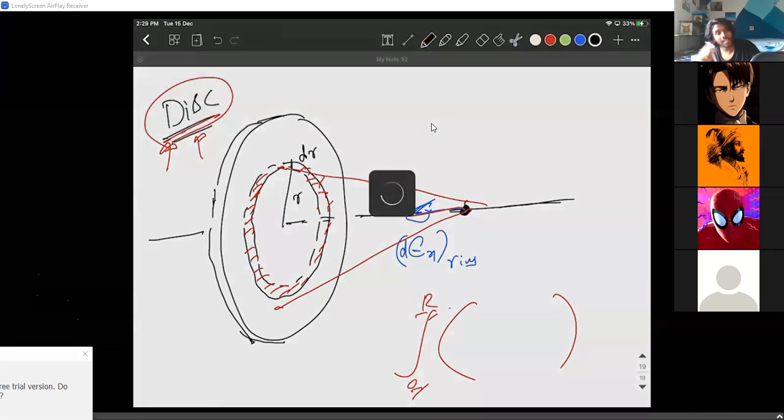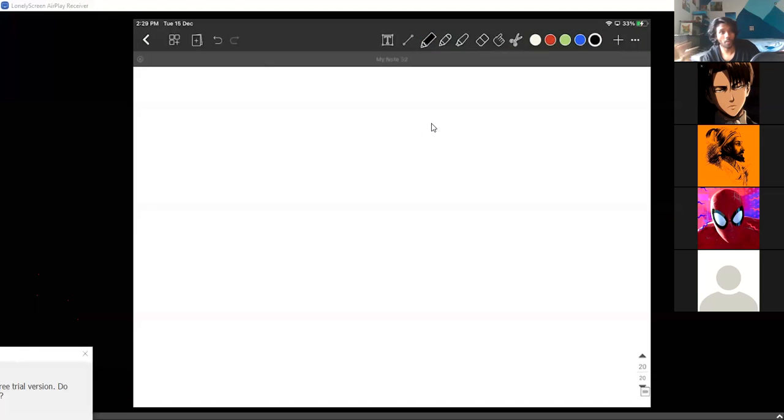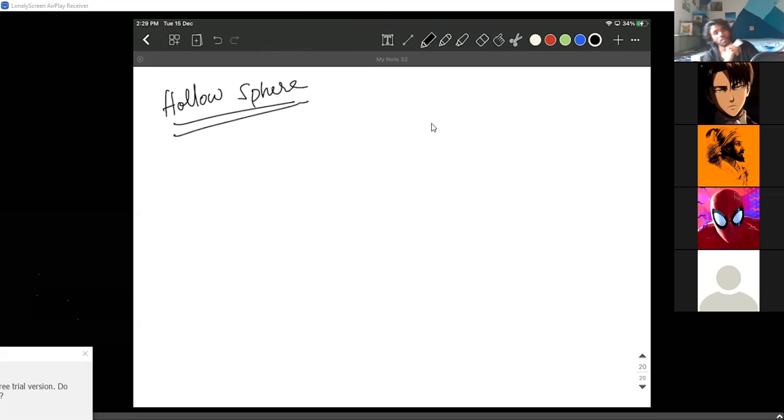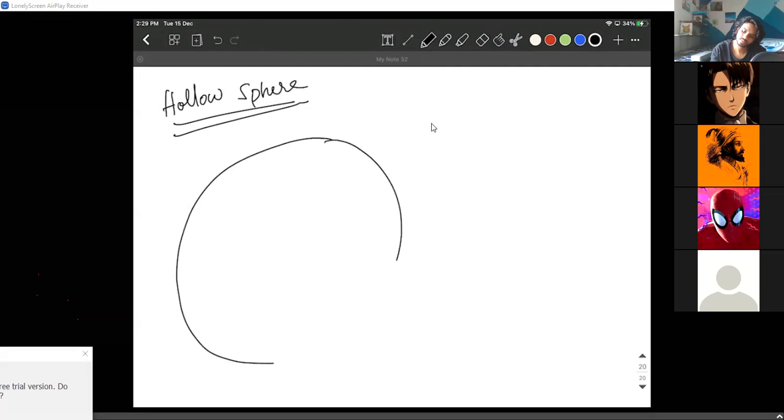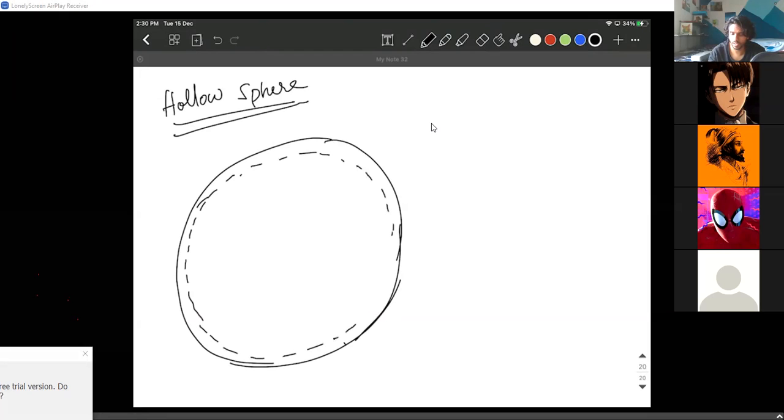Let us look at a very simple body, but it looks so complicated. It looks so complicated, but it's one of the easiest bodies. Hollow sphere. So let's jump into it. A hollow sphere. Every time I draw a hollow sphere, I put some lines like this so that it conveys it's a hollow sphere, okay? It's not a ring, it's a hollow sphere.